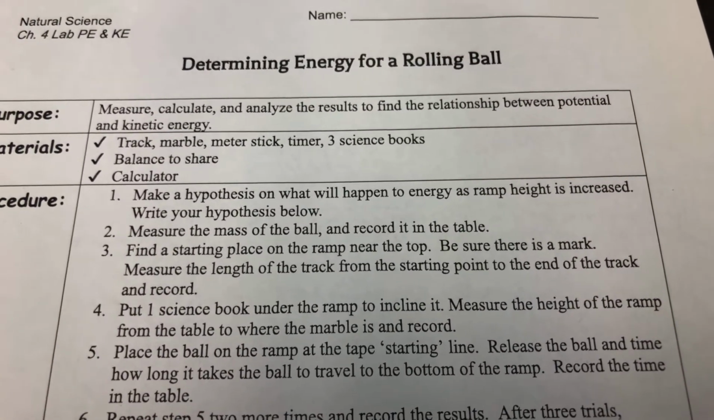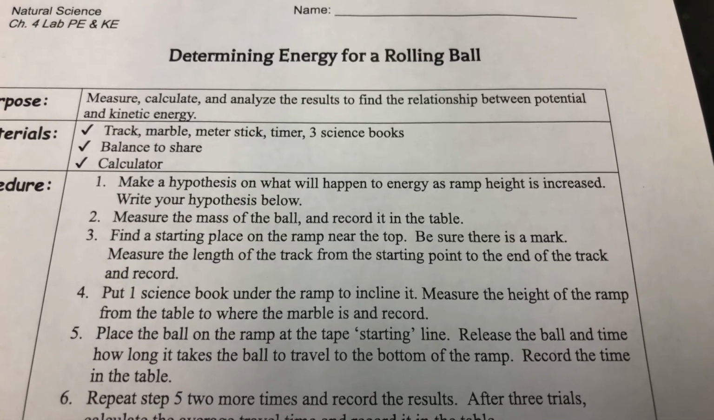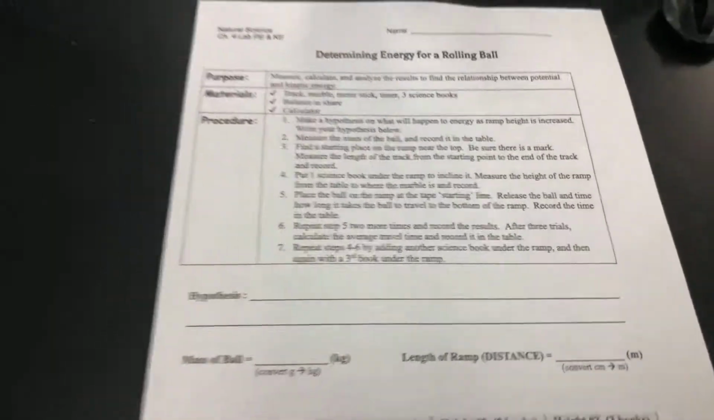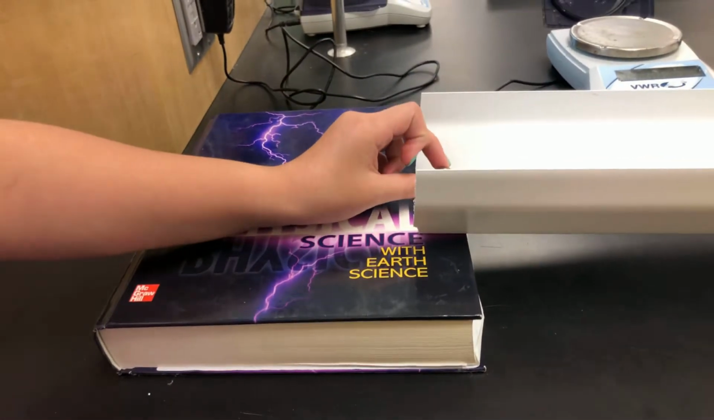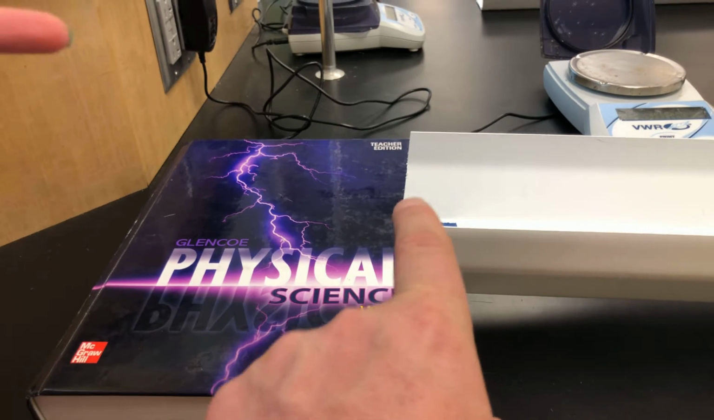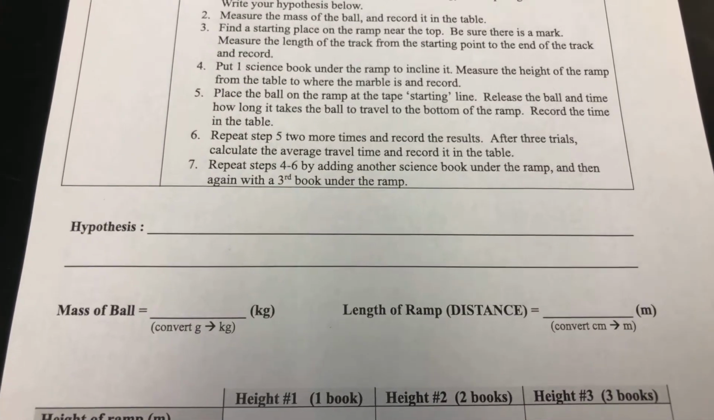Make a hypothesis on what will happen to the energy as the ramp height is increased. We can write this down below. To show you what this looks like, here's our ramp, and what we're going to do is add an extra book and then a third book. So that's how it's going to get higher. So pause the video, write your hypothesis.